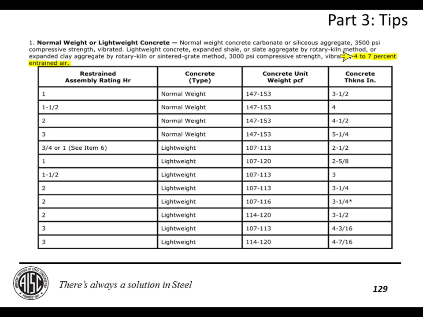We've had some negative feedback from contractors at times for requiring air entrainment in interior conditions, but it is required to meet this UL rating. It's sometimes a little more difficult to finish, can cause delamination issues, but it's certainly feasible, and if a contractor knows what he's doing, it should not be a problem.